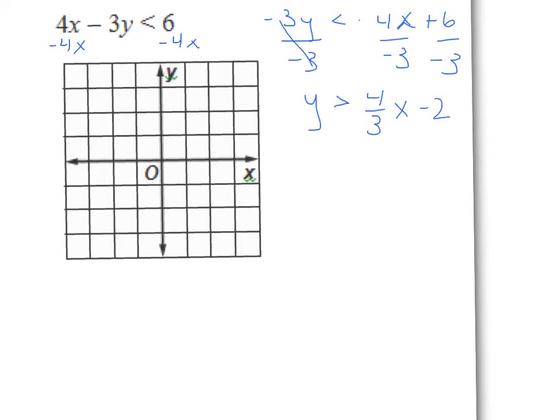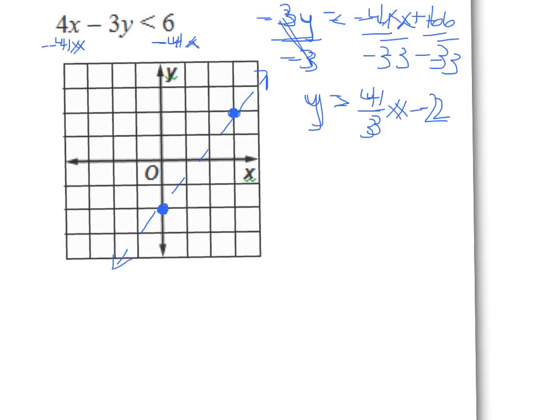All right, so on my graph here, I'm going to start at negative 2, up 1, 2, 3, 4 over 3. All right, and I'm looking here. Since it's greater than, I'm going to have a dotted line again. And in this case, because I have the greater than, it's telling me that I need to shade above. Greater means shade on the high side. Less than would be shade on the low side.